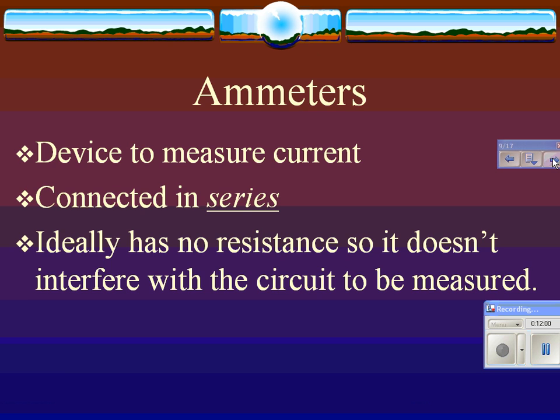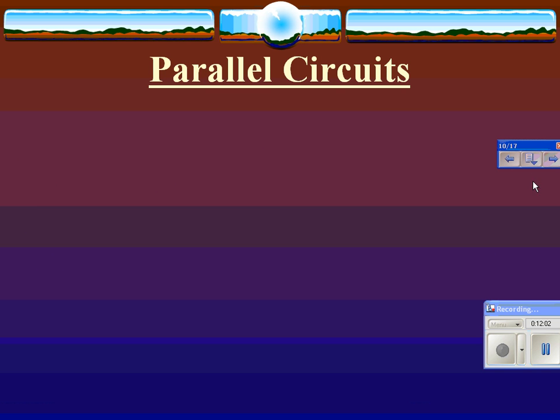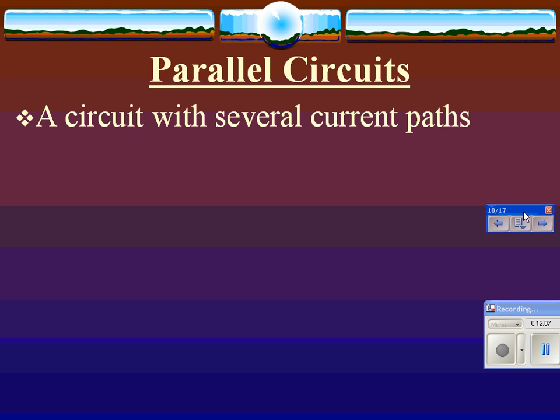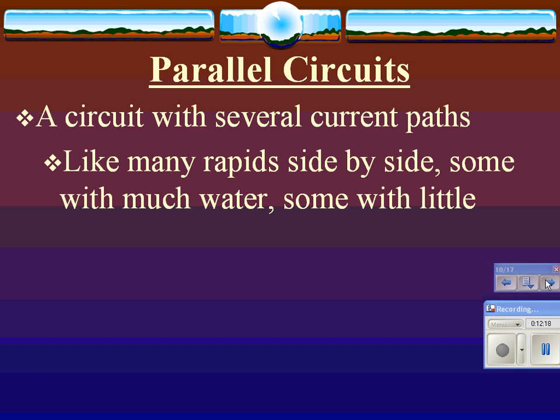Here's the second type of circuitry that we can have. They're called parallel circuits. A parallel circuit is a circuit that has multiple paths in it. Rather than there being one path, we now have multiple paths. In our river analogy, you can think of it as if you have a river and all of a sudden it branches into a couple different paths, and those paths don't have to all have the same amount of current. You can have some with a lot of current, some with a little current. It all depends on how much resistance is in each of those paths. That will determine how much current goes through each path.